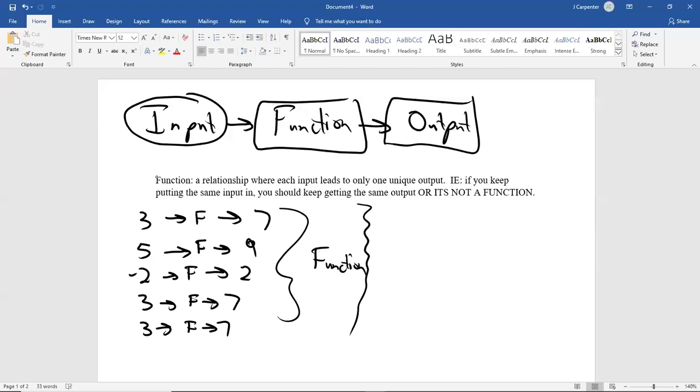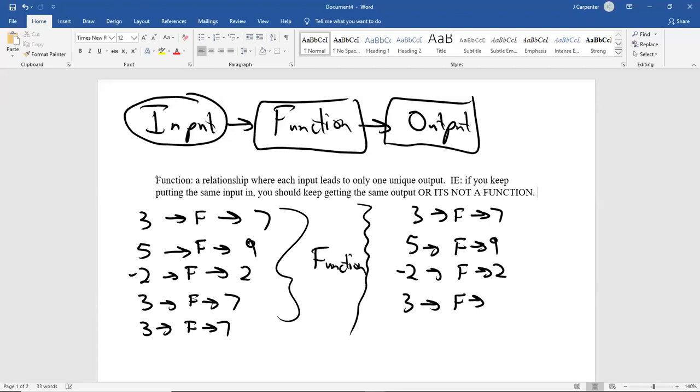However, let's say we have the 3, we put it into the function, and the first time it spits out a 7. And we put in the 5 to the function, and it spit out a 9. And then we put in the -2, and it spit out a +2. I'm getting a little sloppy with my arrows, but that's okay. They're still arrows. Now let's say we go to put the 3 in again, and maybe we were putting this into a calculator, and we spilled water all over our calculator, like you do. And now all of a sudden this thing's spitting out a 10.